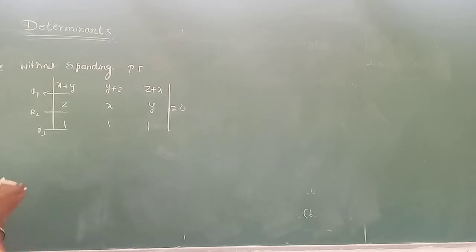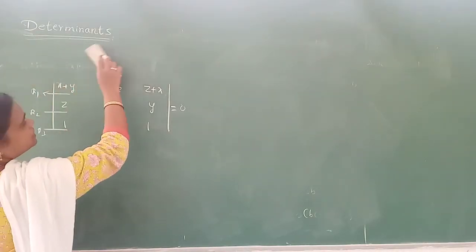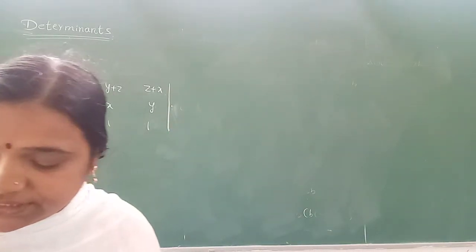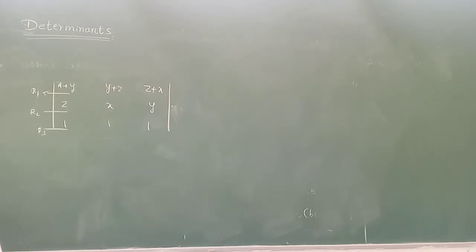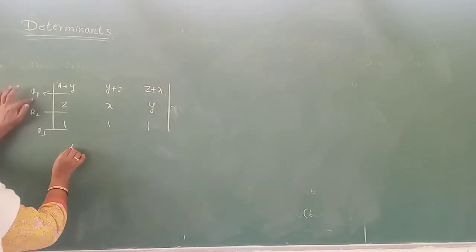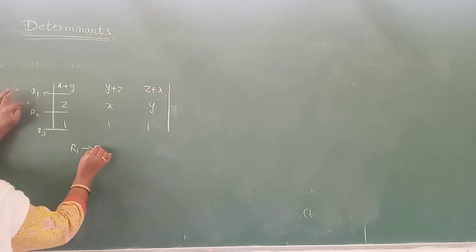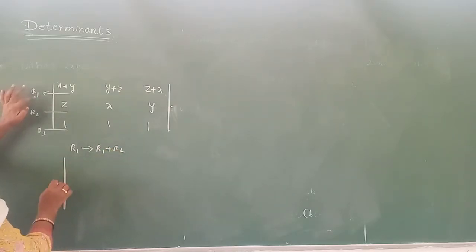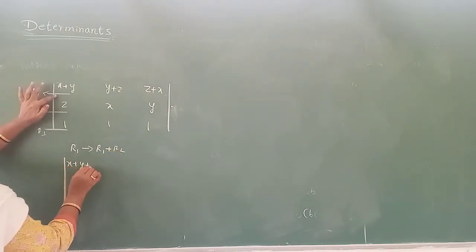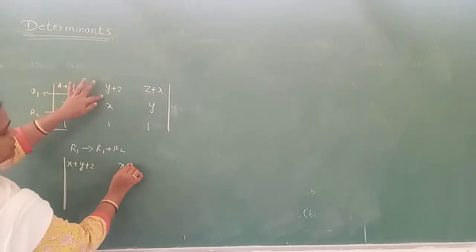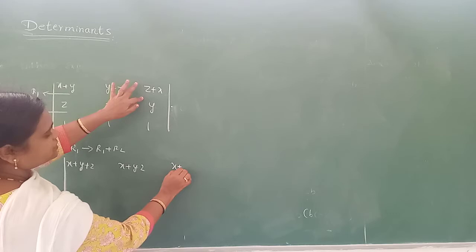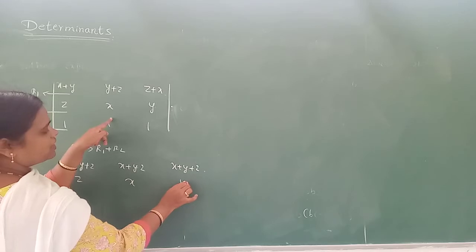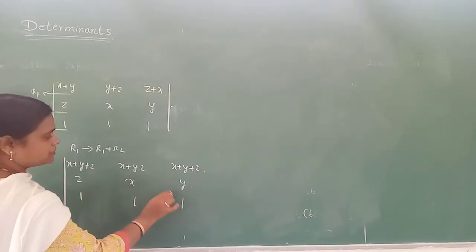Okay, and we want to prove it without expanding. Means by expansion we get 0, but without expanding, using the properties of determinants we can prove this is equal to 0. See what we are doing here: change R1 to R1 plus R2. We get x plus y plus z. Next here also x plus y plus z, and here also x plus y plus z, and z, x, y as it is, 1, 1, 1.